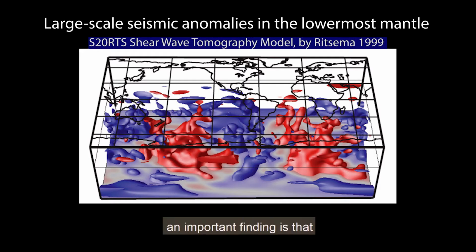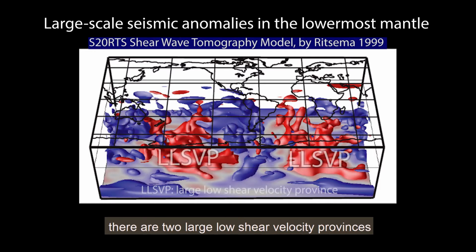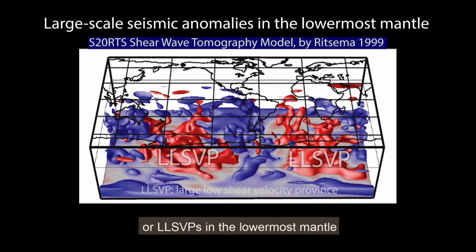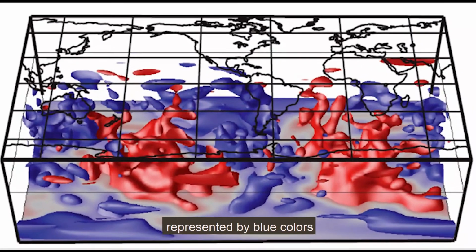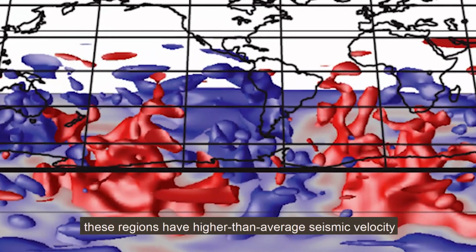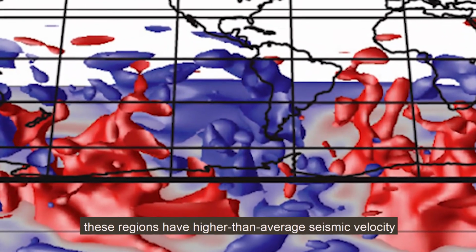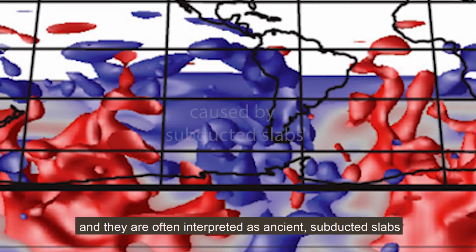An important finding is that there are two large low shear velocity provinces, or LLSVPs, in the lowermost mantle, one beneath Central Pacific and the other beneath Africa. Outside the LLSVPs are regions represented by blue colors. These regions have higher than average seismic velocities, and they are often interpreted as ancient subducted slabs.